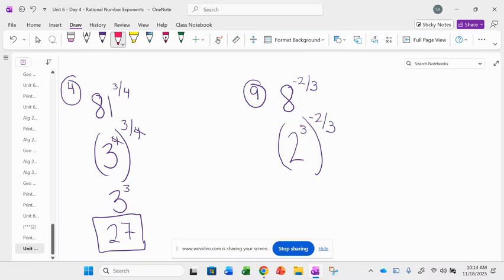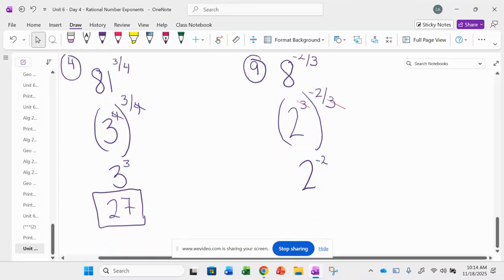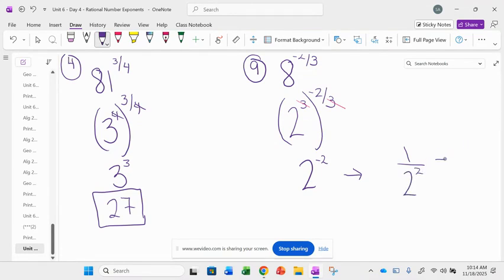So we can cancel what? The 3's. So now I'm just left with 2 to the negative second power, and now I can fix that negative pretty easily. Isn't that just the same as 1 over 2 to the second, which is 1/4?